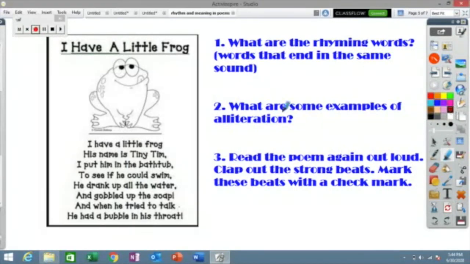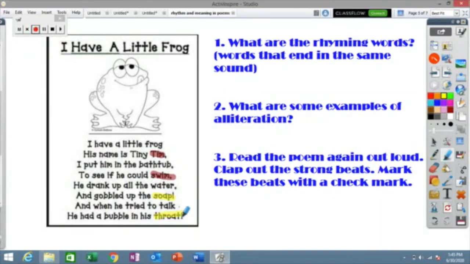Good. I agree. Where it says Tim and swim, those words both end in the M sound. So those words are rhyming words. The next set of rhyming words are soap and throat. These are called slant rhymes because they don't rhyme completely, but they still sound alike. So that's a slant rhyme.